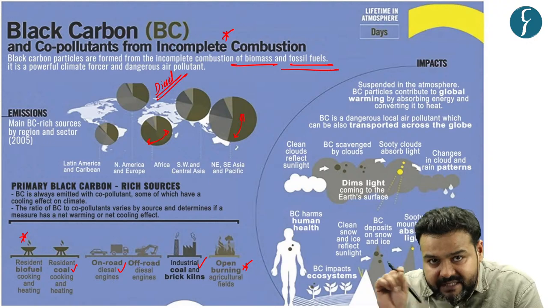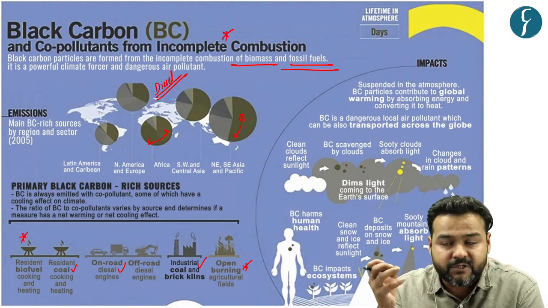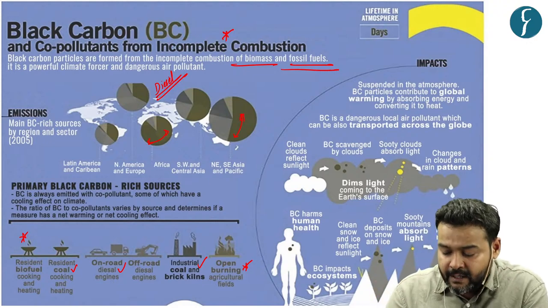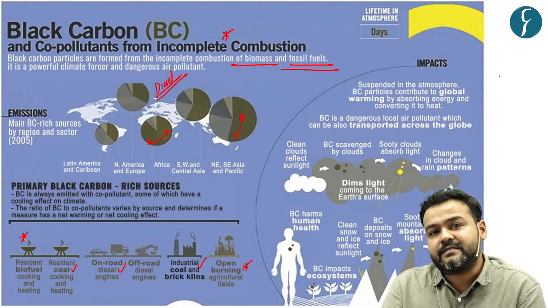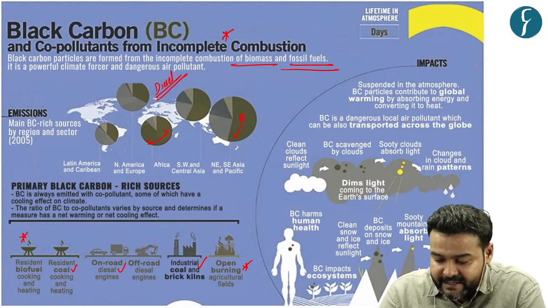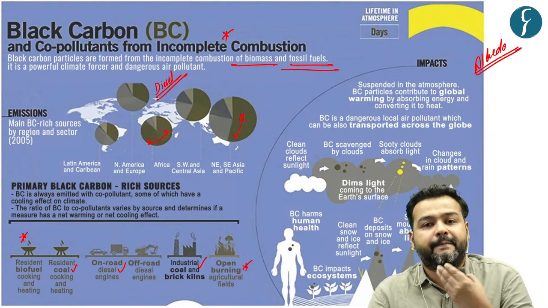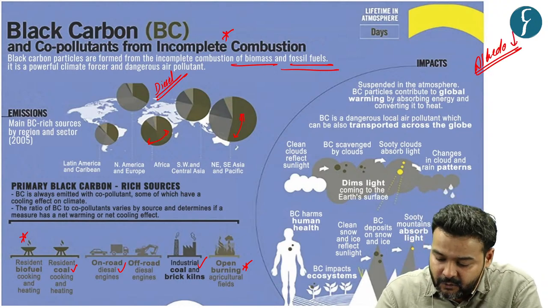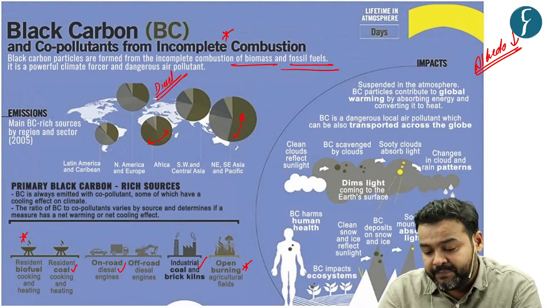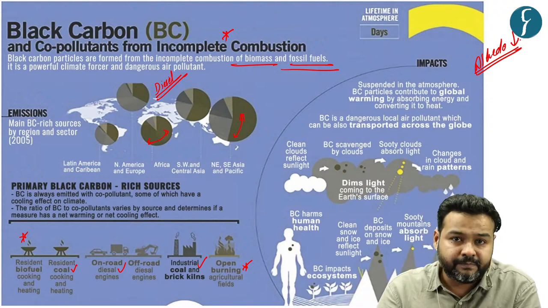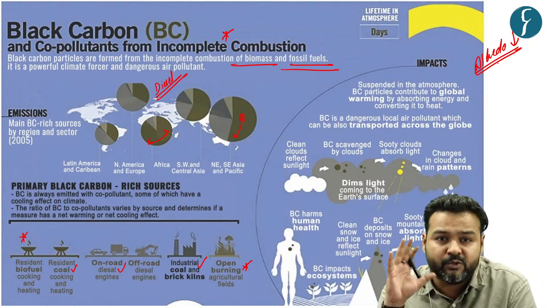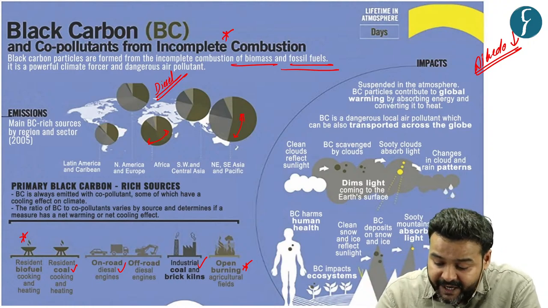Now soot covers the surface, it absorbs heat. Okay, so what it does, when it starts absorbing heat, it is reducing the albedo. Albedo is what? Reflective capacity of any surface. So when it covers a surface, it reduces the albedo. Now when it reduces the albedo, it is going to absorb more heat.